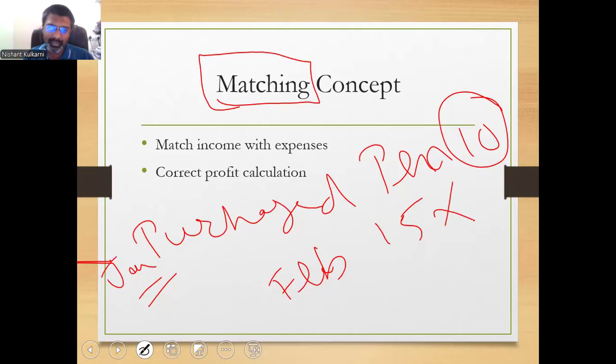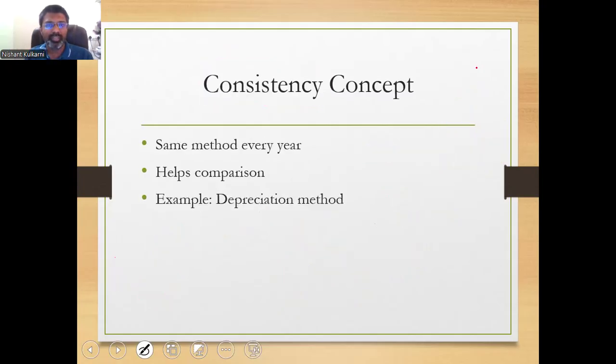That means 15 is the income of February, and in the same way 10 is the expense in February only, and therefore profit will be 5 in February. No profit or loss will happen in January because only the purchase of the pen is done. So the pen is still in your stock, it is still in your hand in January. It is not sold. So this is the matching concept.